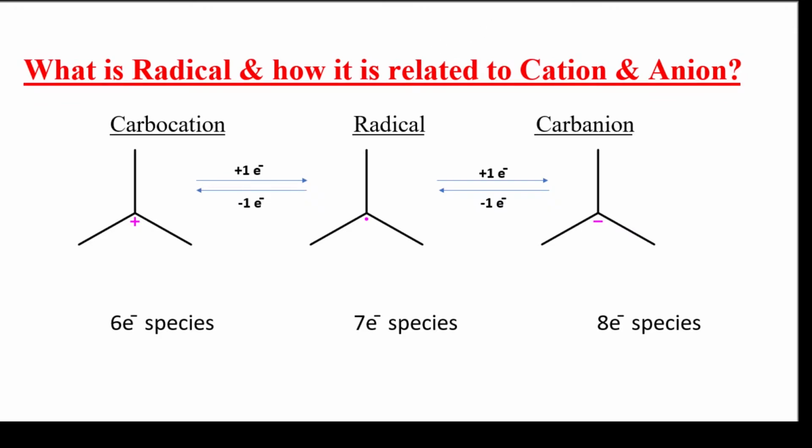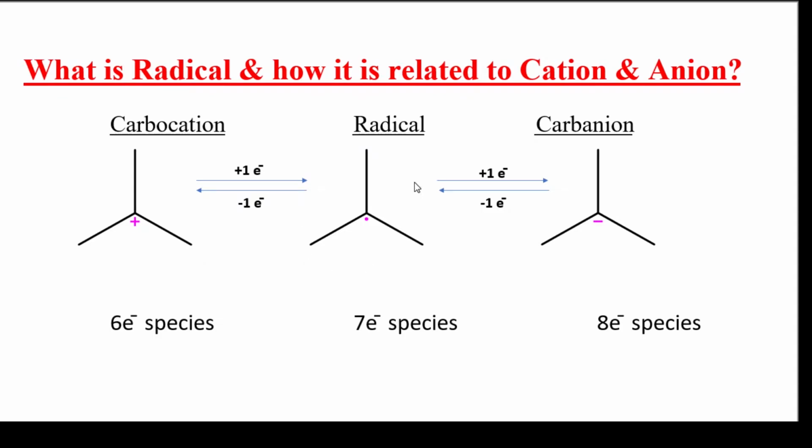So the first question arises here: what are radicals and how are they related to cation and anion? A radical contains an unpaired electron, or we can say that it is a 7 electron species. Its notation is this dot sign, while a carbanion is an 8 electron species. Its notation is the negative sign, while a carbocation is a 6 electron species. Its notation is this positive sign.